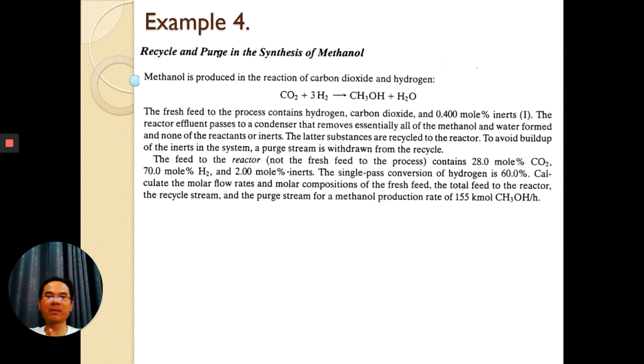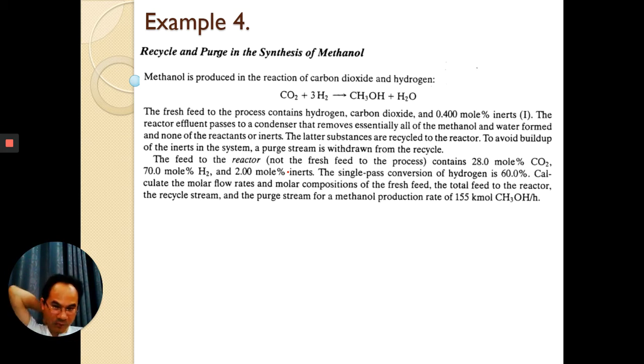This means the conversion of hydrogen is based on the feed into the reactor and the output of the reactor. And then the question is to calculate the molar flow rate and molar composition of the fresh feed, the total feed to reactor, the recycle stream, and the purge stream, for a methanol production rate of 155 kilomole of methanol per hour.